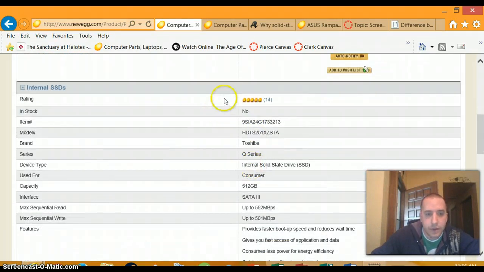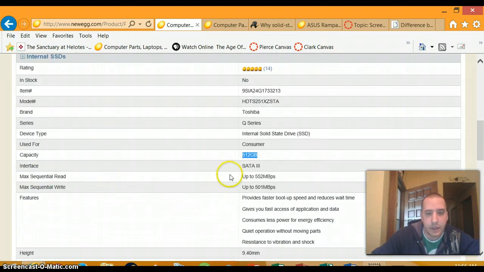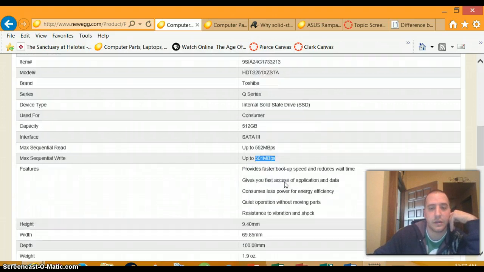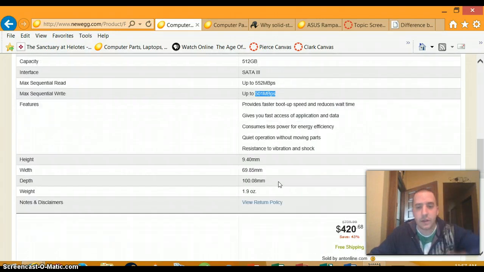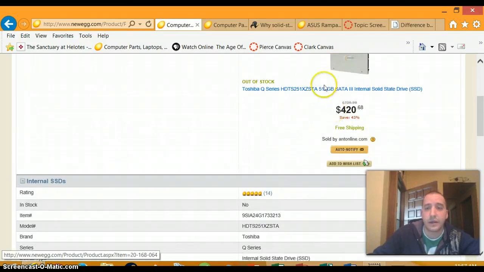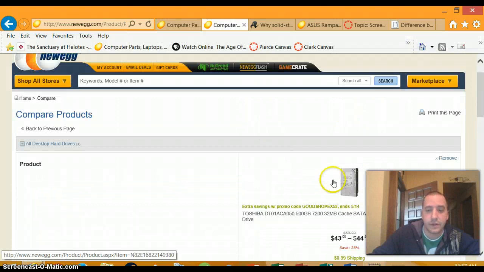So as we're scrolling through the specs of this, there's the interface, SATA 3, the capacity, and here is the latency things that I was talking about, the data transfer rate, the access time. This will read at 512 megabytes per second and write at 501 megabytes per second. And as you can see, the price is extremely high compared to the hard disk drive.